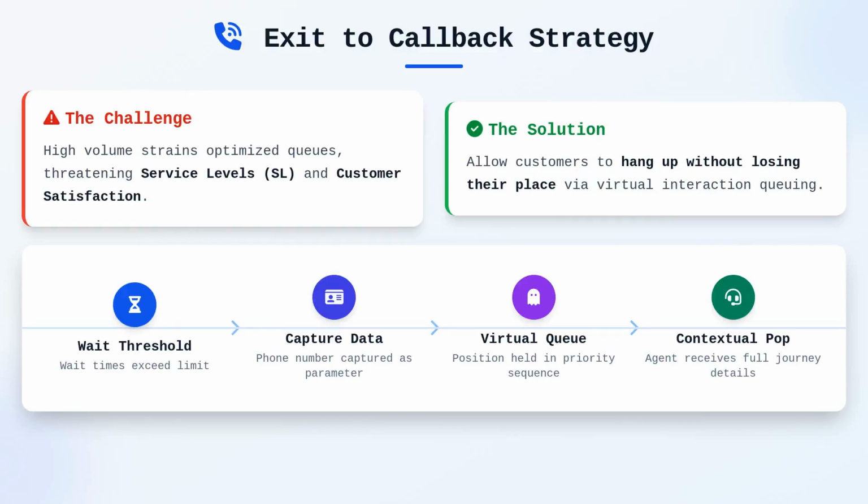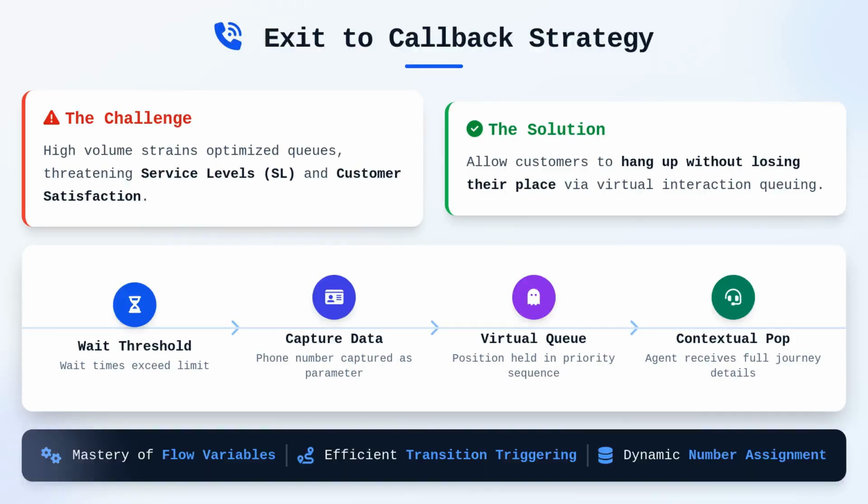When the system initiates the callback, Genesys Cloud ensures that the interaction is routed with the existing context, allowing the agent to receive a screen pop that reflects the customer's original journey. Mastering this logic requires a solid grasp of flow variables, specifically how to assign the callback number dynamically and trigger the transition point within the in-queue flow efficiently.